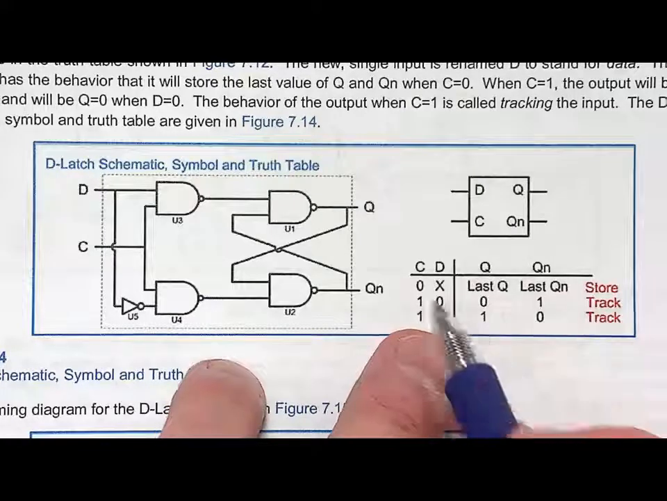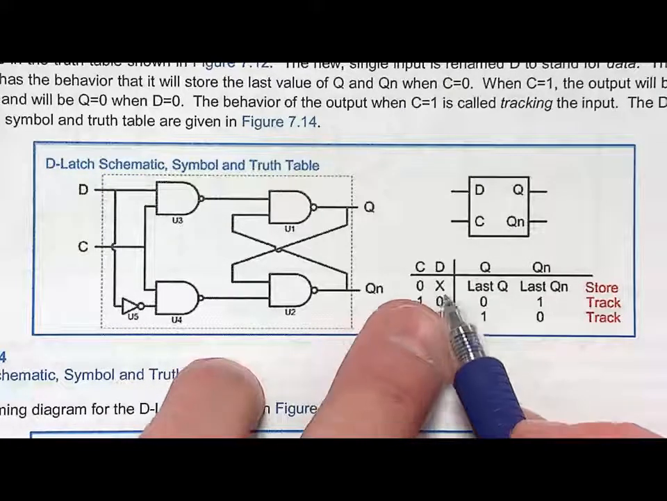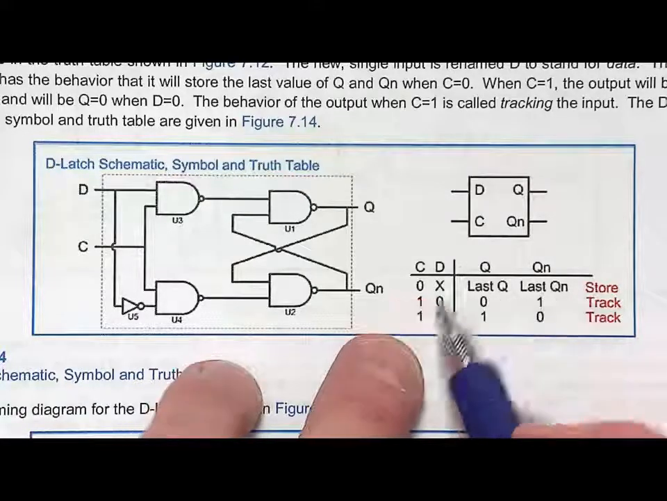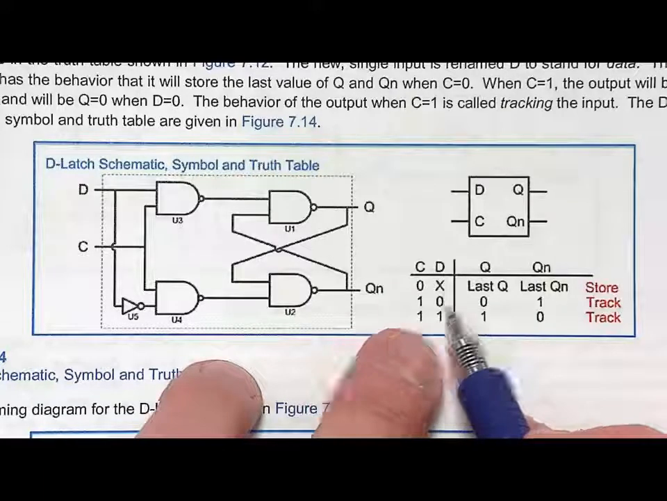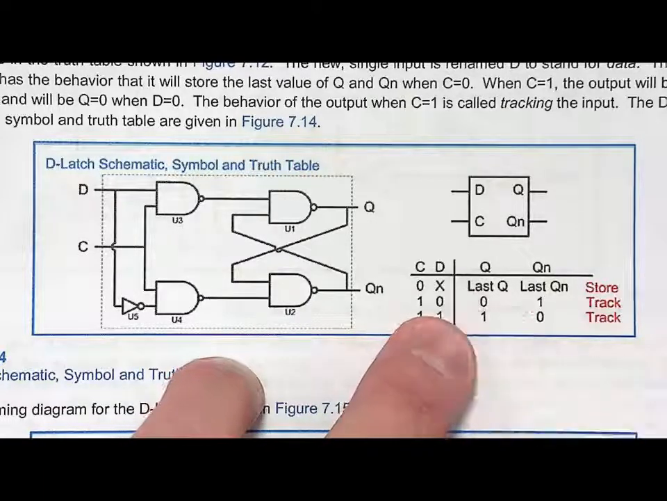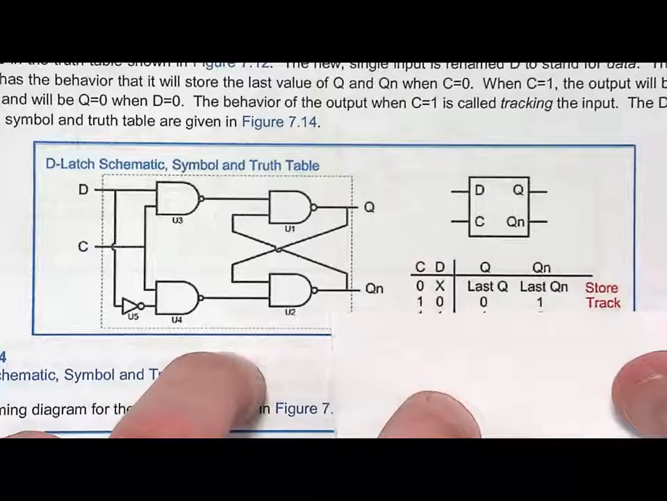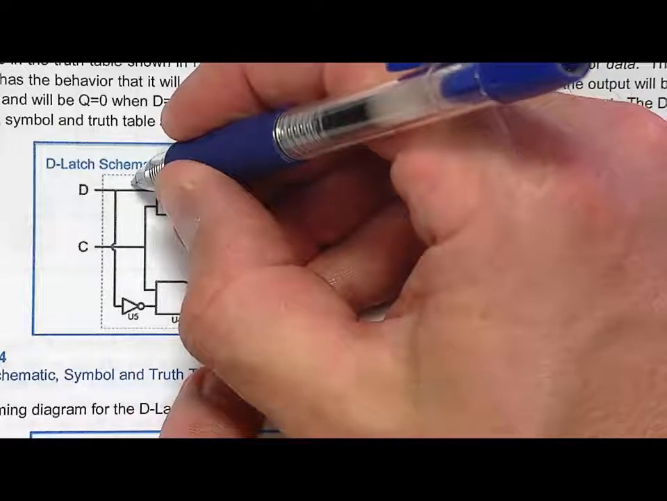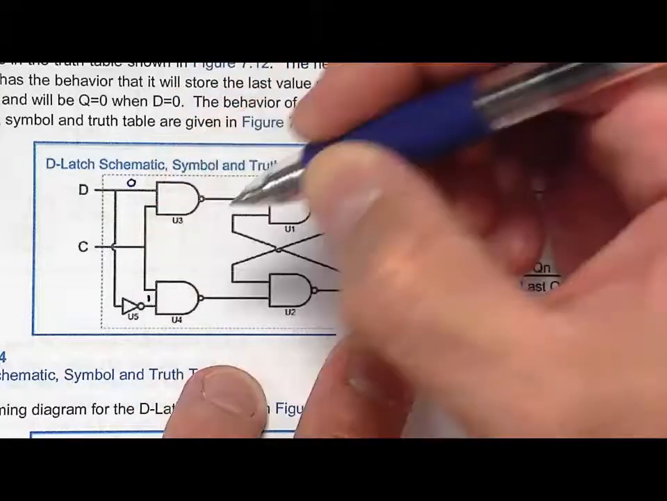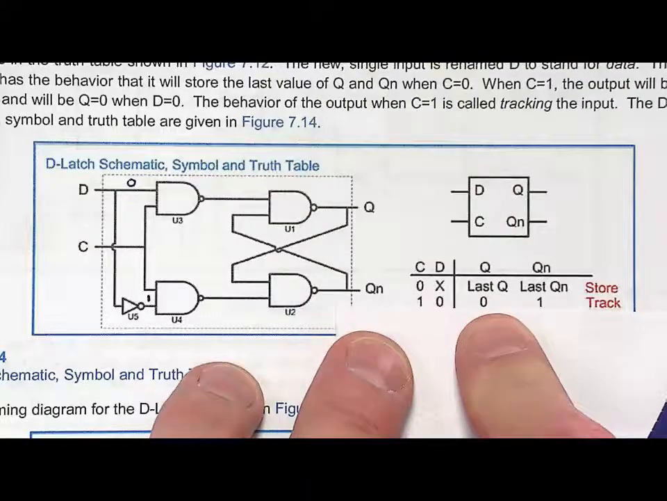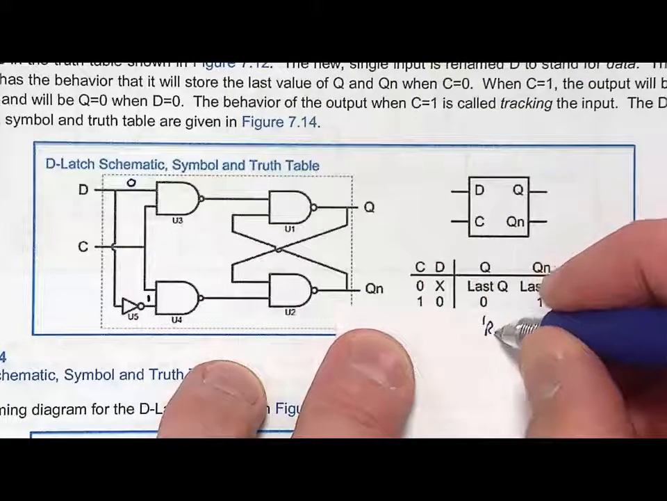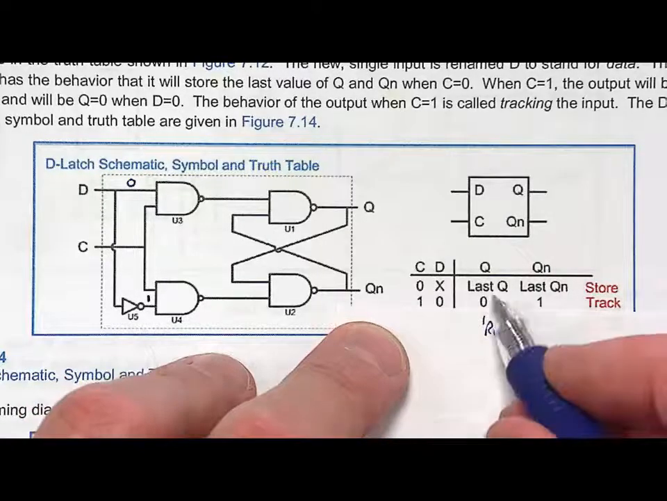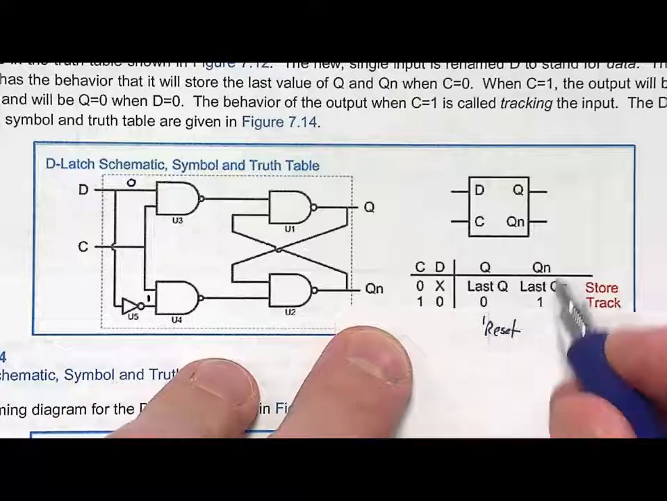Notice that when I have a 0 on C, it'll store, and that's how the SR latch with enable worked. But notice that when I have C equal to 1, I'm going to take D, and if D was a 0, let's think about what's happening. D was a 0, that puts a 0 right here and a 1 right there. Okay. Well, that is the reset state for the SR latch with enable. So it drove the Q to a 0, and it drove Q bar to a 1.